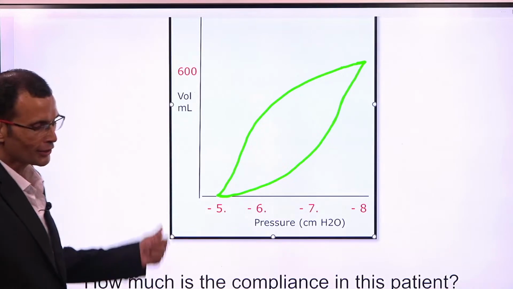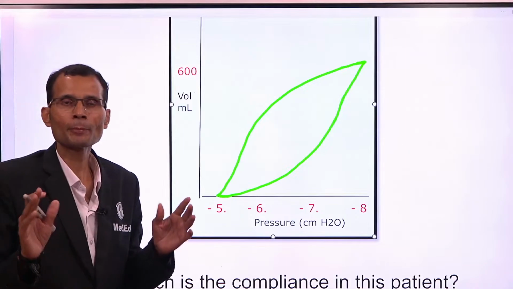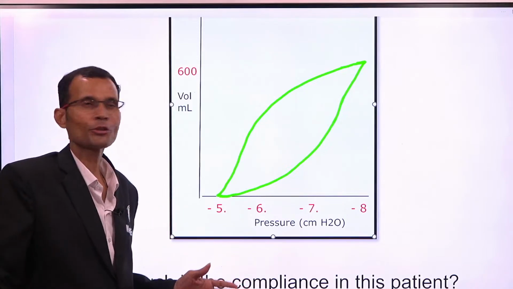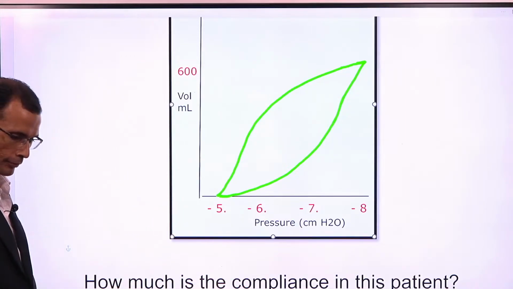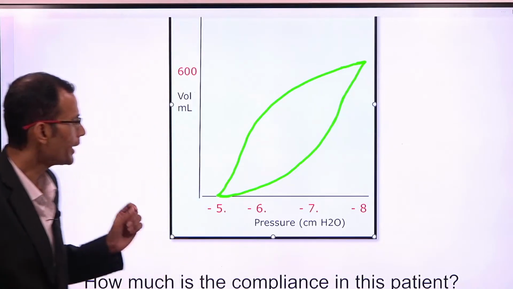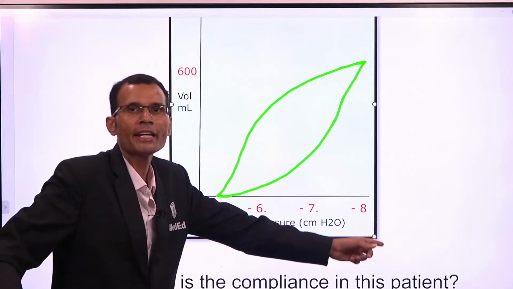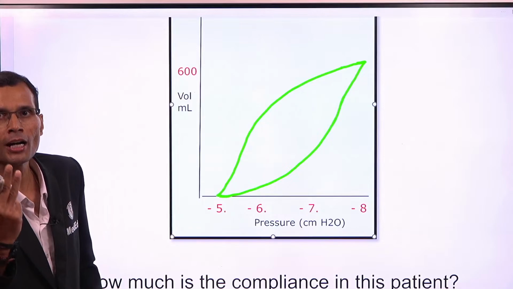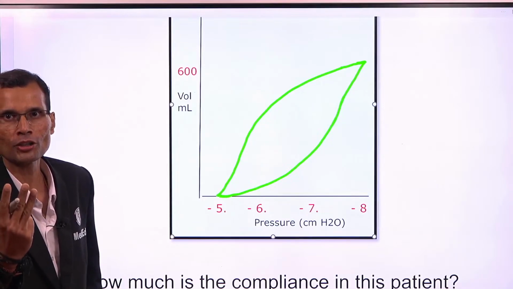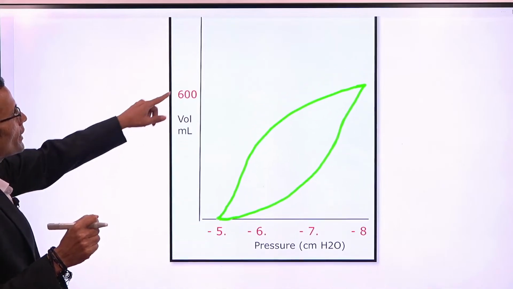This is just for calculation. Pressure is given, volume is given, compliance is a pressure volume relationship. So I am waiting for your calculation. Acha, I'll give you a hint. Hint is intrapleural pressure is going from -5 to -8. मतलब कितना फर्क हुआ? 3 centimeters of water का. Okay. और volume is shown to be 600 ml.